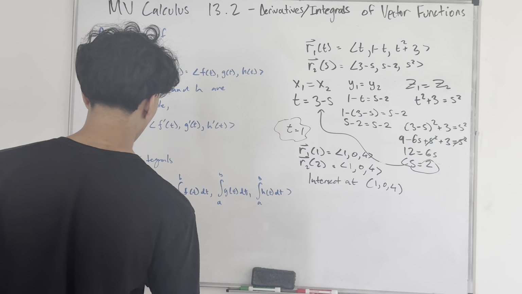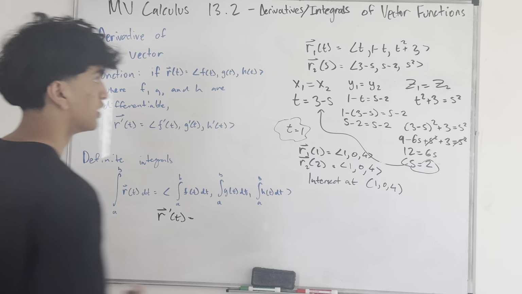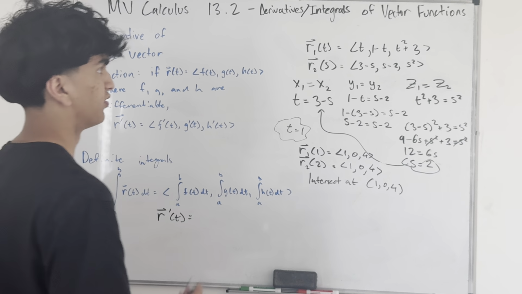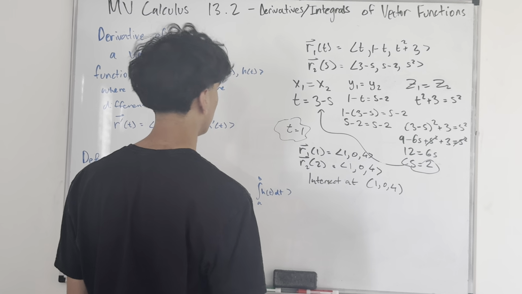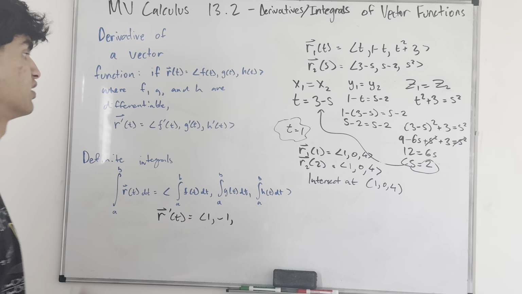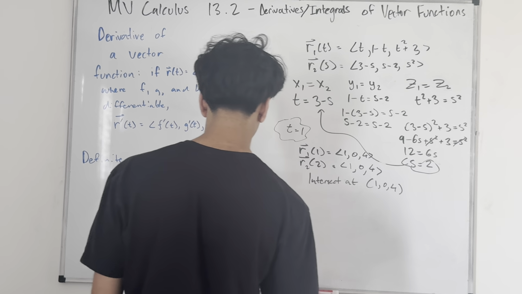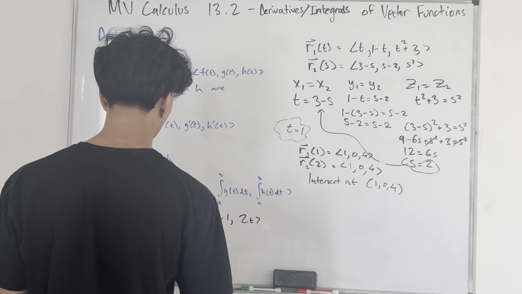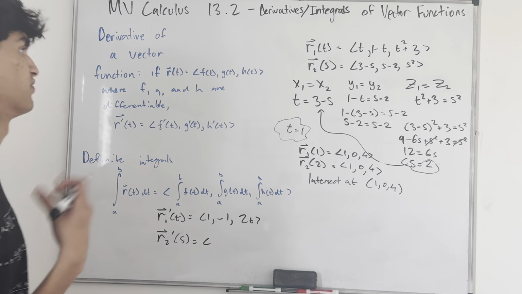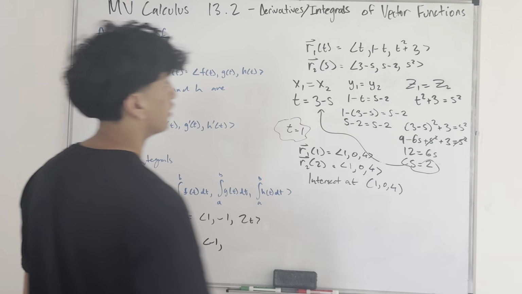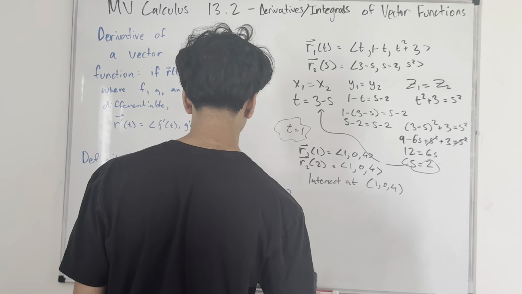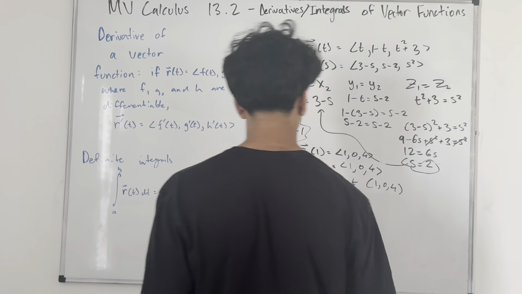So I know r prime of t, not a terrible thing to calculate. The derivative of t is 1, the derivative of 1 minus t is negative 1, and the derivative of t squared plus 3 is going to be 2t. And then r2 prime of s: the derivative of 3 minus s is negative 1, for s minus 2 it's 1, and for s squared it's 2s.